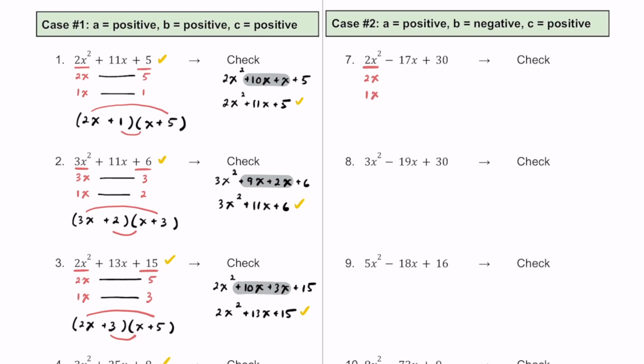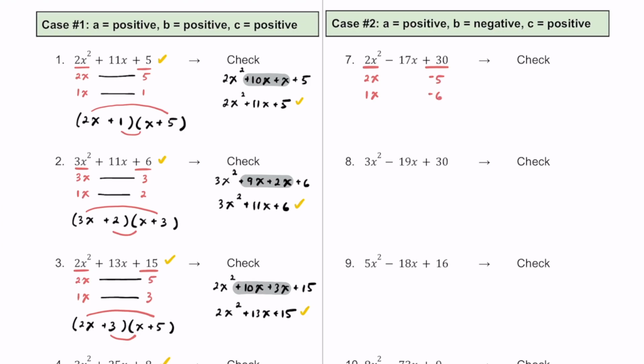Now over here we have this positive 30. Now to get positive 30, we need 2 positives, or we could also have 2 negatives. Because B is negative for all of these cases, we actually need 2 negatives because a negative plus a negative is a negative. So for 30, we're not going to use positive, we're going to use negative factors. So I'm thinking negative 1, negative 30, negative 2, negative 15, negative 3, negative 10, or negative 5, negative 6. I like choosing the ones that start closer together first and work our way out. So I'm going to start with negative 5 and negative 6.